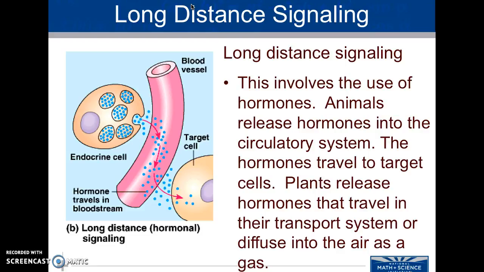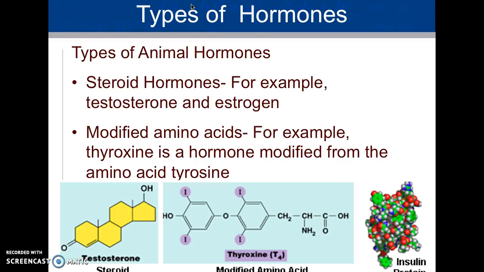We also see long-distance signaling, and this usually involves the use of a hormone. Animals release hormones into their circulatory system, so into the bloodstream, and then the hormones travel to specific target cells, which is why there is often such a delayed response. Plants release hormones that travel through their xylem and phloem. It can also diffuse into the air as a gas, and so plants use something like pheromones, when we talk about people releasing chemicals that attract certain people to us. It's not for attraction, but it is chemicals released into the air.